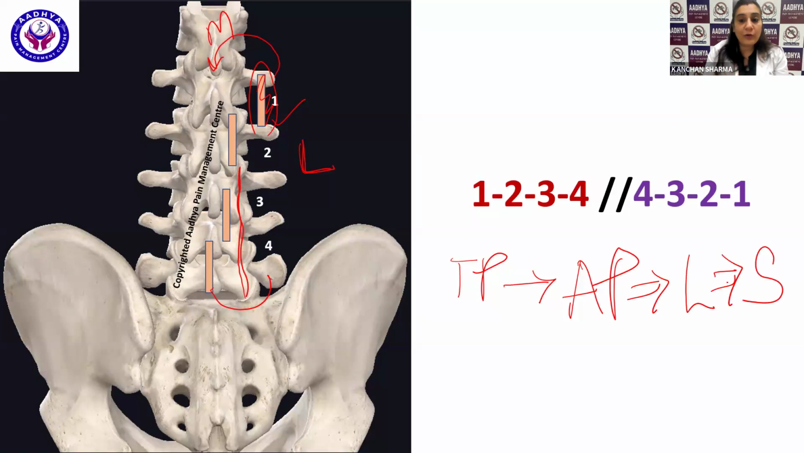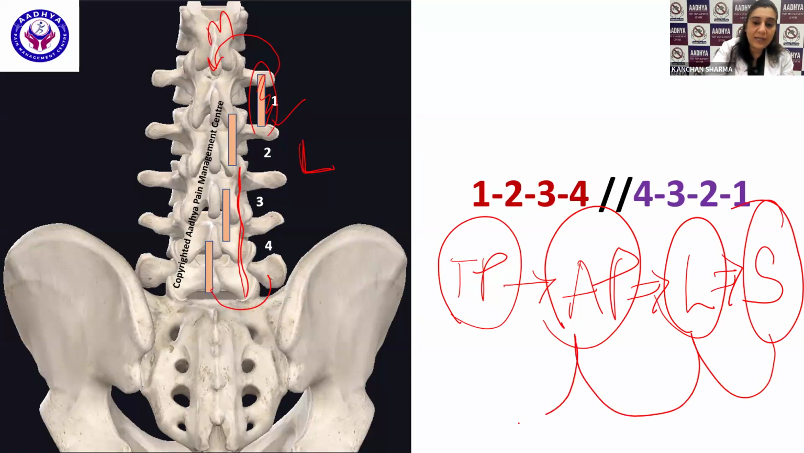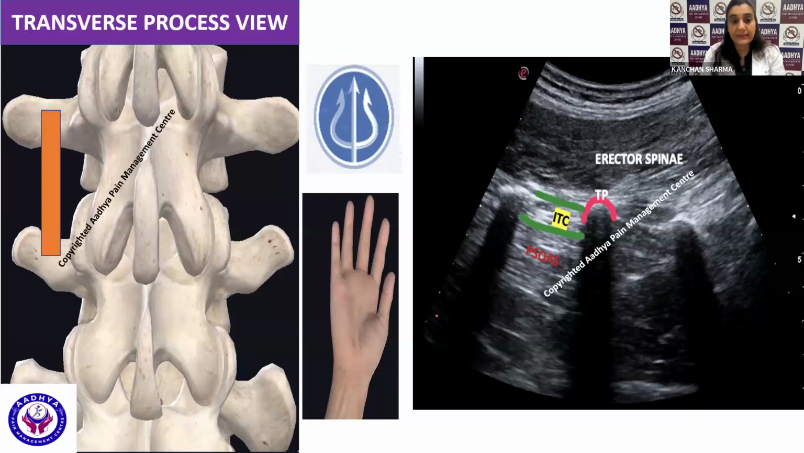So you have followed from the transverse process to the articular process to the lamina and then to the spinous process. You can do just the opposite. You can start from the spinous process, then the lamina, then the articular pillar, and then the transverse process. Now, this is very important: every view has been correlated with some of our daily use things or some monuments. This was given by Professor Karmakar. It's a very good article written by him, and the views are from his article only.